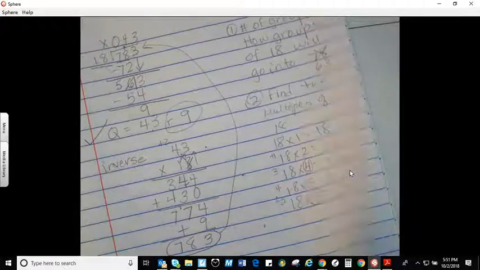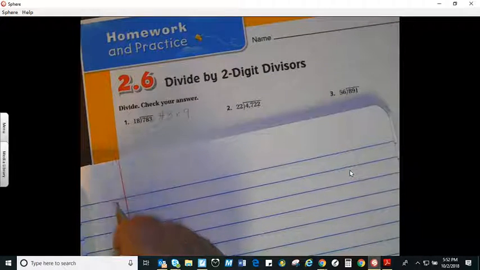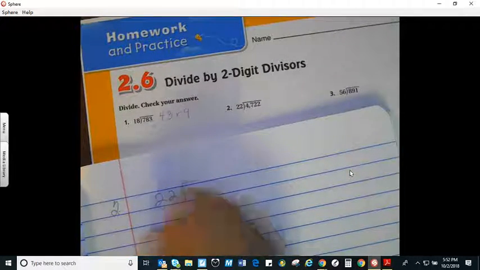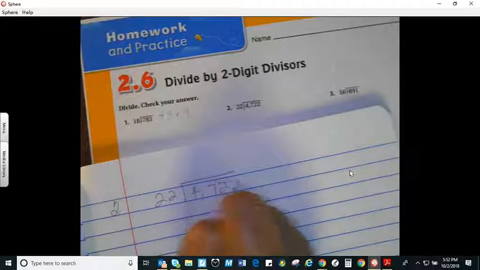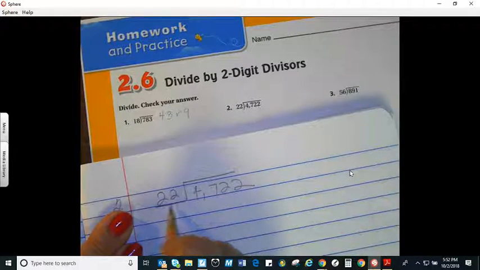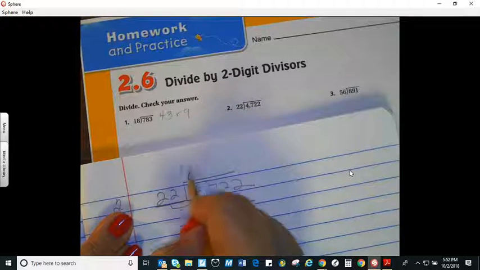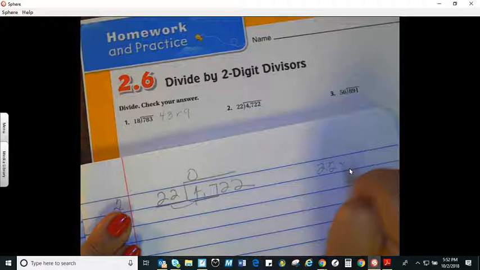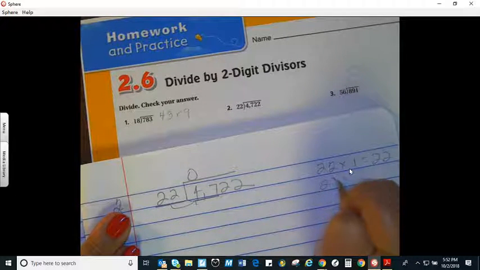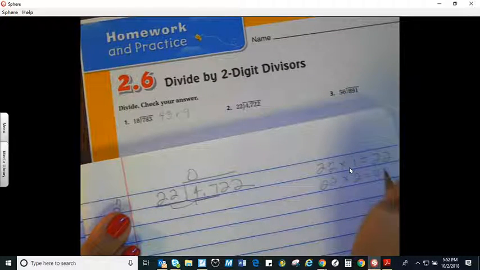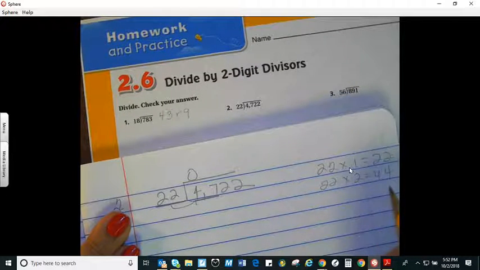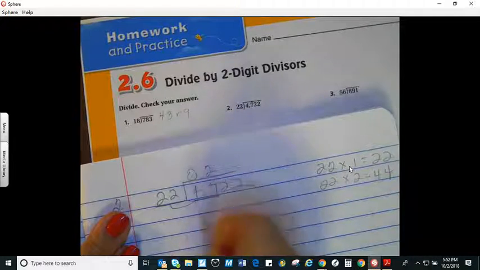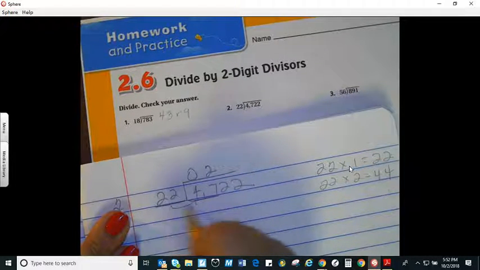The next one that we're going to go to is number 2. 22 goes into 4,722. Again, how many groups of 22 go into 4? None. How many go into 47? Well, I know that 22 times 1 equals 22. 22 times 2 equals 44 because I doubled that up. And it looks like that's as close as I'm going to get. So 22 goes into 47 2 times. That gives me 44.